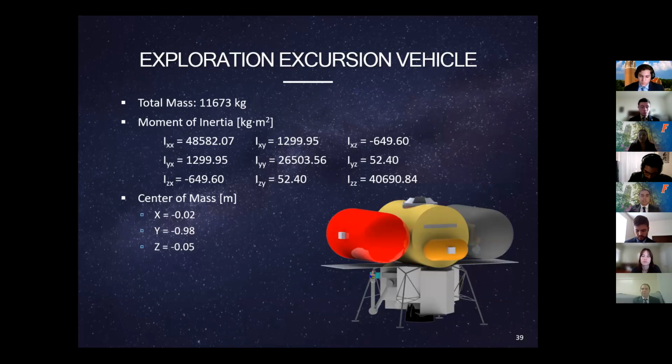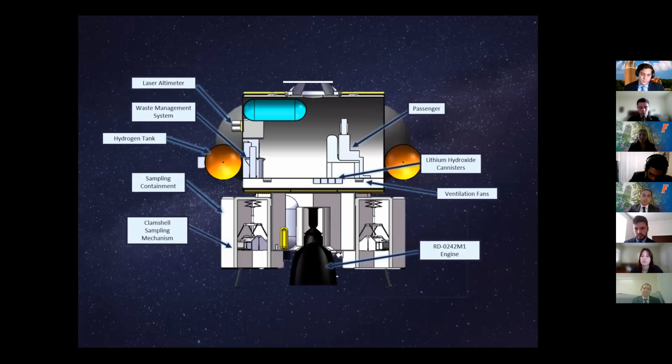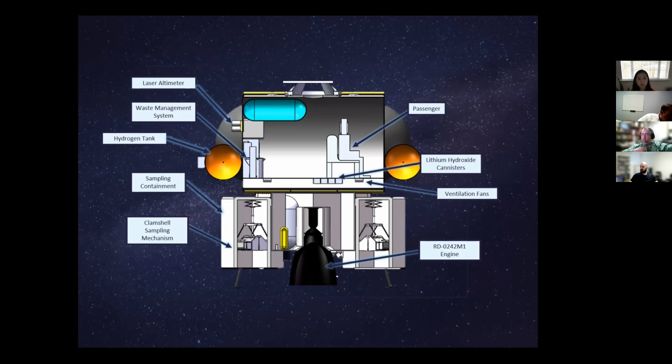The EEV was fully modeled in SOLIDWORKS. SOLIDWORKS was then used to determine the moment of inertia and center of mass. Next slide, please. The EEV is split into two main components, the crew module above and the storage bay. Contained within the crew module is the crew and any additional equipment required for life support. Stored below in the storage bay are the sample collectors and the engine. Next slide.